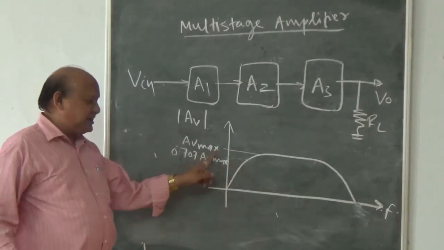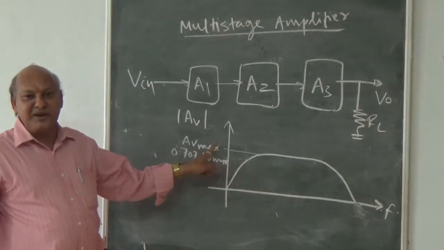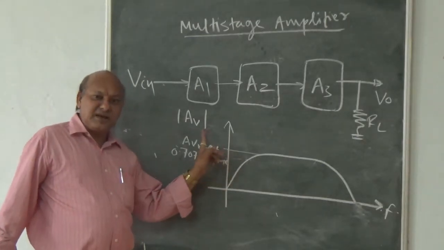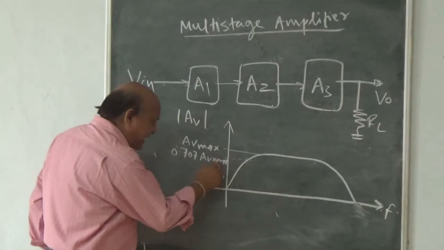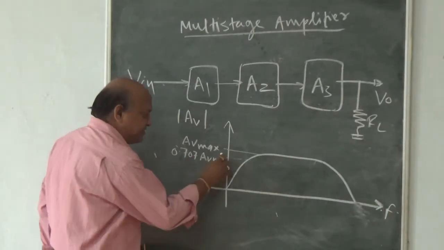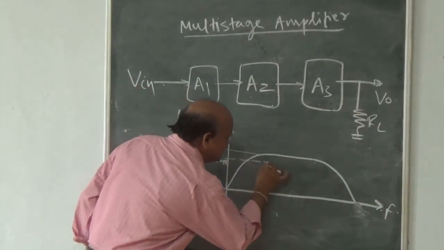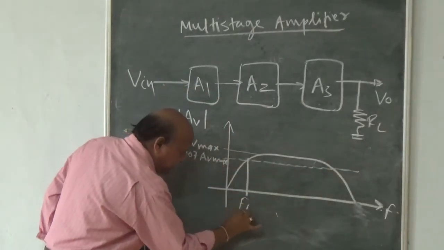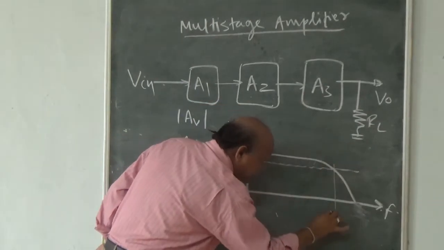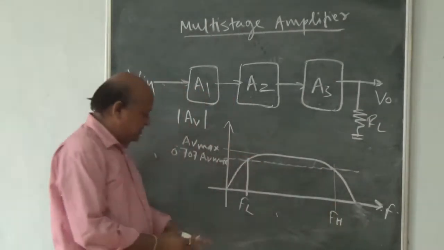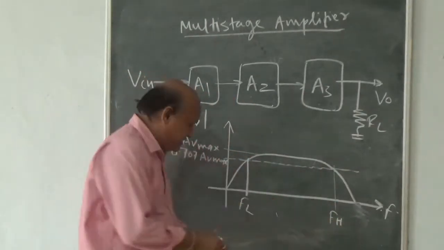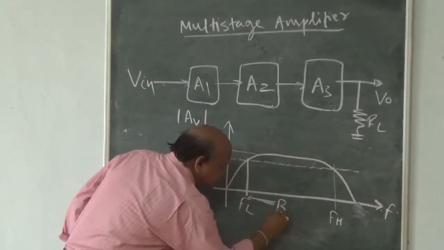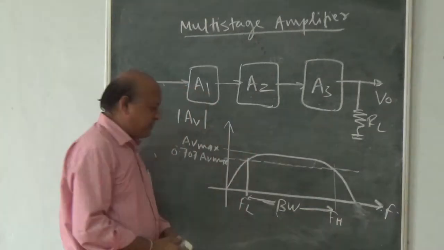So this is 3 dB less than the maximum gain in terms of dB, otherwise 0.707 times AV max than this maximum value. So at this 0.707 times AV max, I will get two frequencies here. One frequency is called the lower cutoff frequency, and the other frequency is called the higher cutoff frequency. These two frequencies I will get here, and the frequency difference between these two is called the bandwidth. This is referred to as the bandwidth.